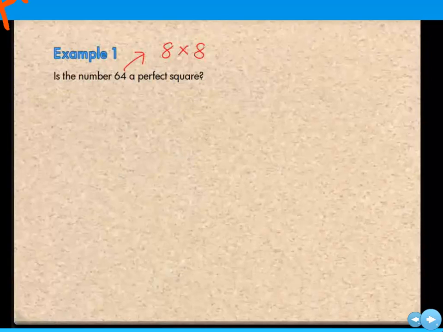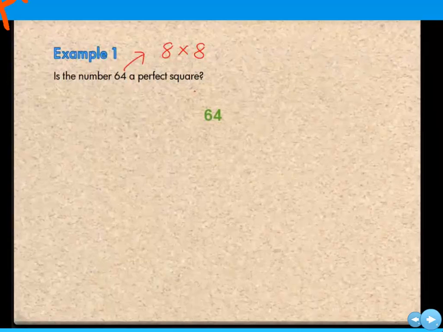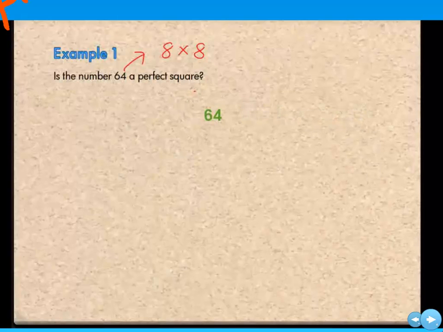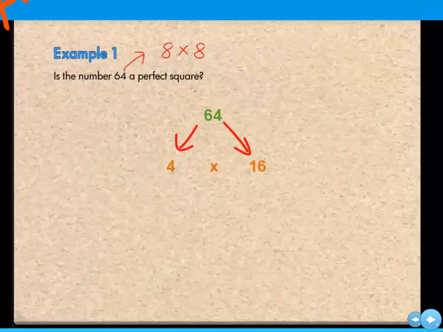But how do we prove that 64 actually is a perfect square? This is what we should do. We start with 64 and now we perform the prime factorization method, which is basically just a breakdown of our number into smaller components, or prime numbers. So what I need you to do right now is help me think of two numbers that when I multiply together help me get 64. So what is it? 1 times 64, well, that doesn't really help. How about 4 times 16?